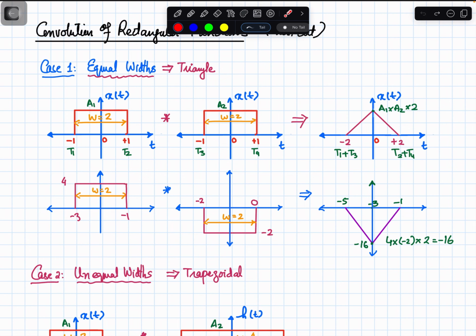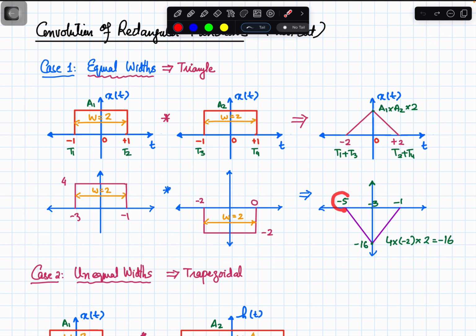Second rectangular function is this one, its lower limit is minus 2 and its upper limit is 0 and its magnitude is minus 2. So, if you will be having a positive and the negative magnitude, the resultant triangular waveform that will be obtained by the convolution of these two signals will be having the negative magnitude that is shown over here. Rest of the rules are same.